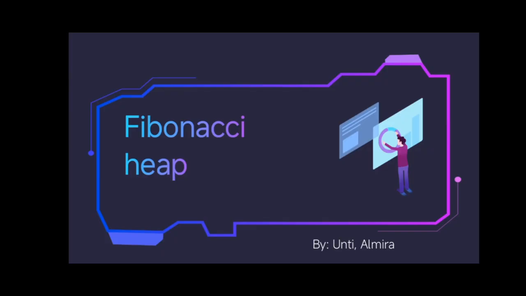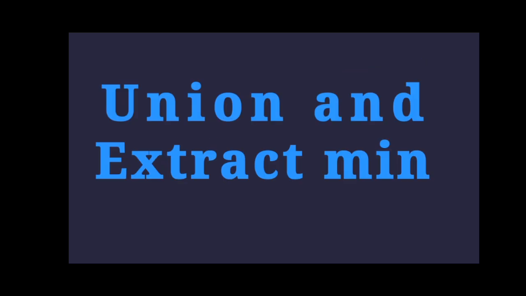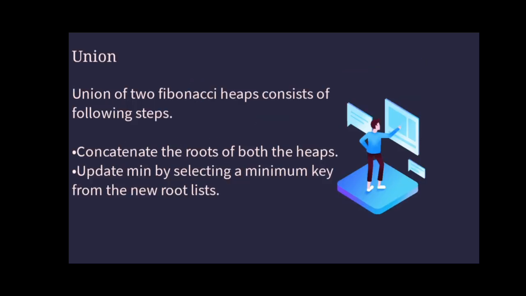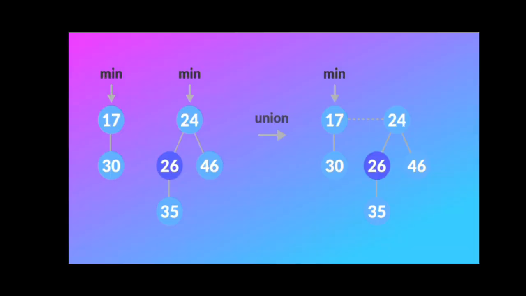Good morning everyone, my name is Amir Bianti and I'll be discussing the extract min and union in Fibonacci heaps. As for the union, when we say union, it is a union of two Fibonacci heaps. It has two steps: the first one is to concatenate the roots of both heaps. The second one is to update the min by selecting the minimum key from the new root list. So in here we're going to unite all the root nodes like this one.